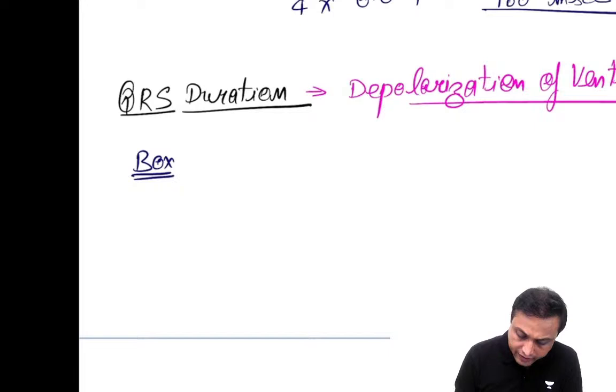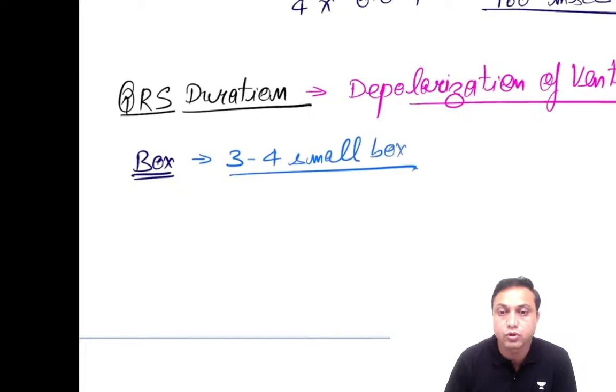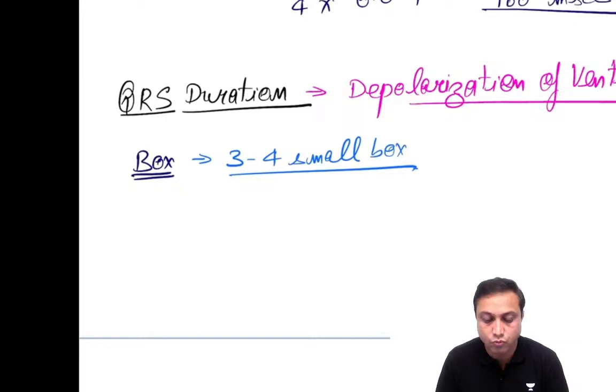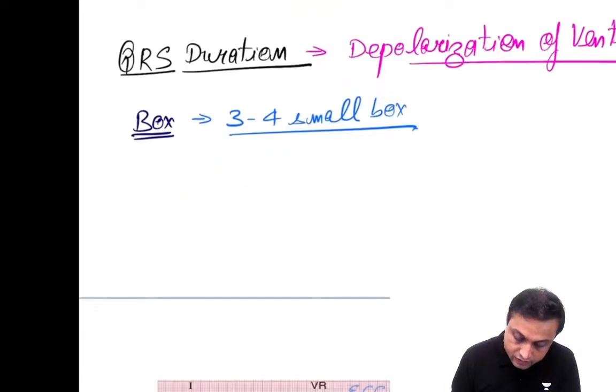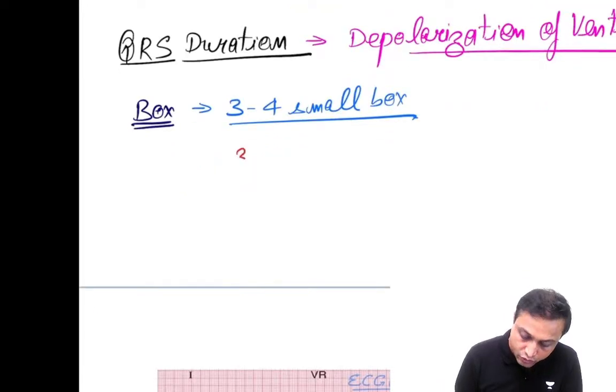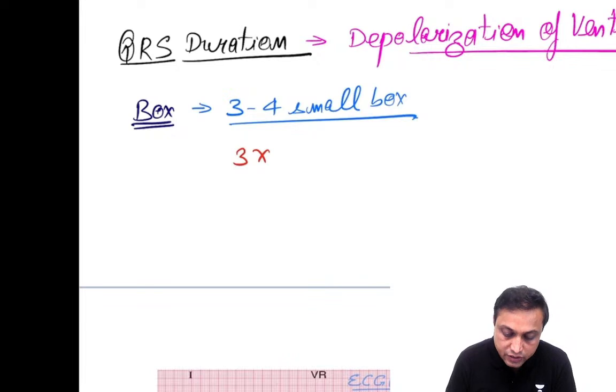So normal time taken for the QRS is basically again three to four small boxes. How many small boxes, beta? Three to four small boxes. So what will be the time duration, or time taken, for the QRS to develop? Very simplified: we will just calculate the number of boxes and multiply by, yes beta, how much?